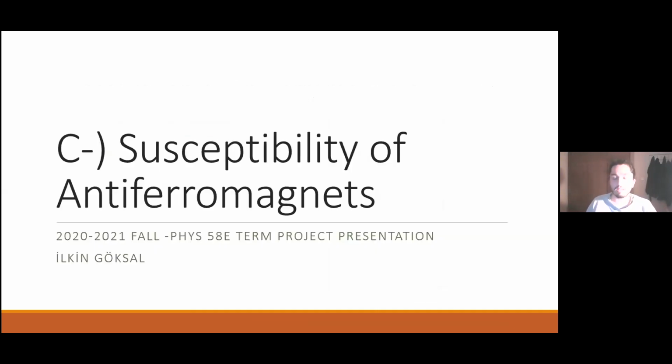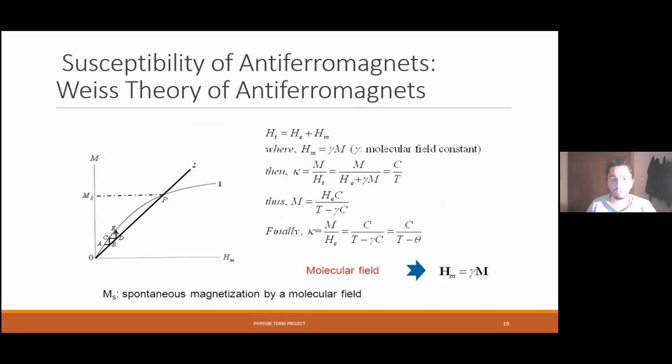I will say a few words about the susceptibility of antiferromagnets, since it's quite important. This is the Weiss theory of antiferromagnets. Weiss offered a theory in which the magnetic field inside the material is the sum of two different components, and one is HM, depending on the molecular field, he assumed. He calculated the value of the susceptibility, as you can see in the picture.